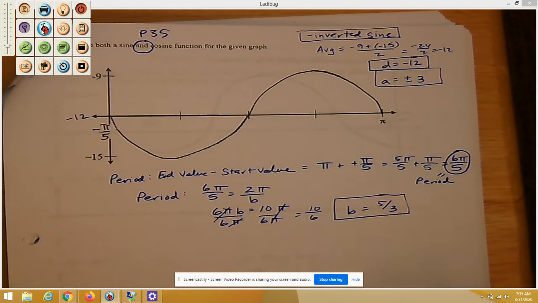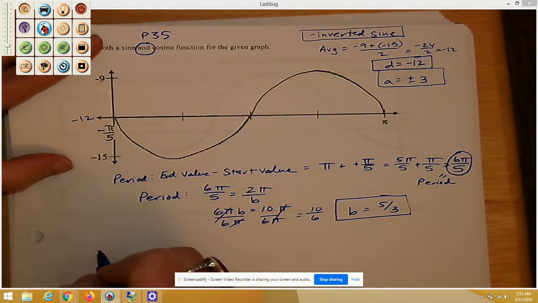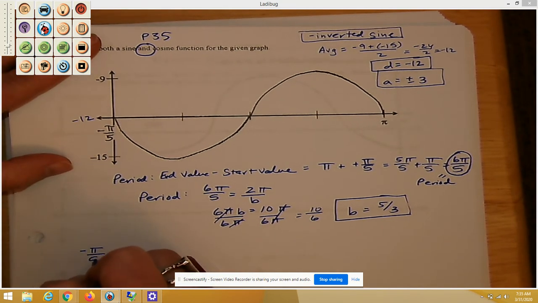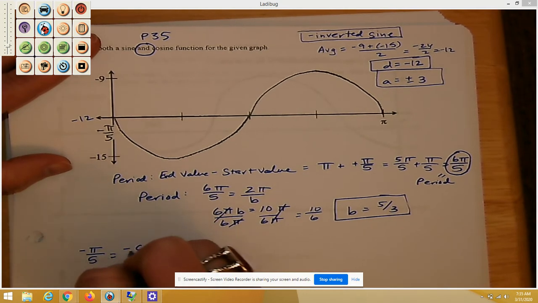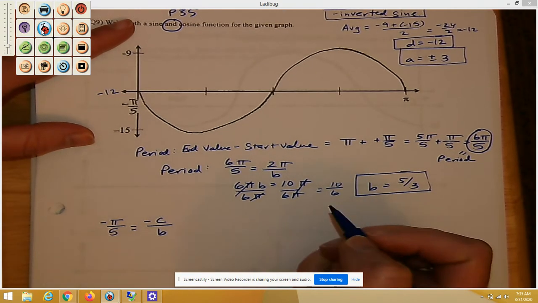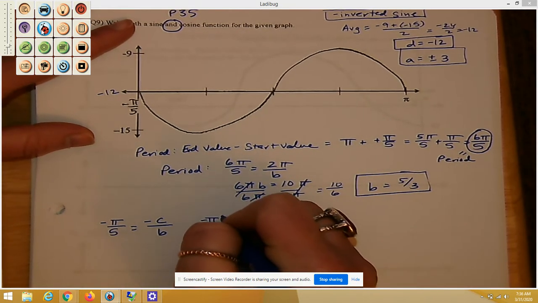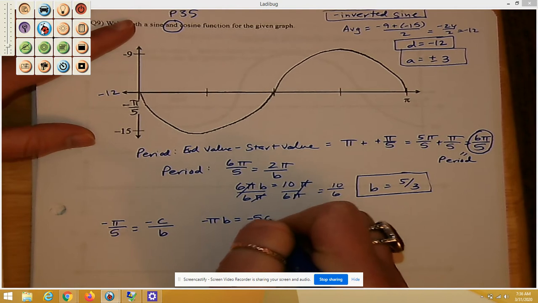And once you find b, it will not change. So we've done 3 out of 4 things in terms of the variables. And now we have to think through what our phase shift is. So for this problem here, the phase shift was -pi/5. So I have -pi/5, and that will equal -c/b. Okay, so when you have that, now I'm going to do cross multiplication, and I'm going to go a little to the right because I definitely am going to need this workspace below. And I have -pi times b equals -5c.